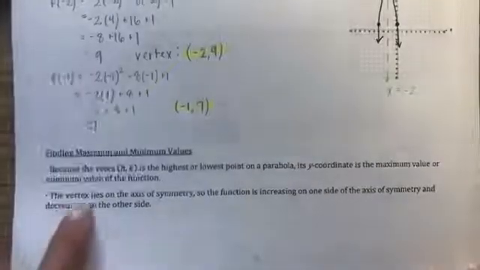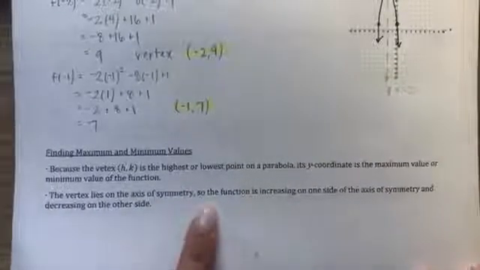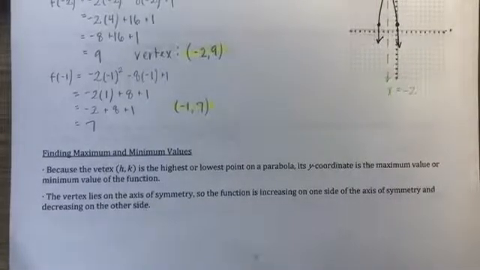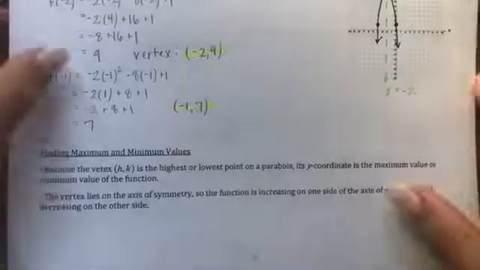So the vertex lies on the axis of symmetry. The function is increasing on one side of the axis of symmetry and decreasing on the other. Again, that type of information is very helpful when we get to any sort of modeling or application problem.